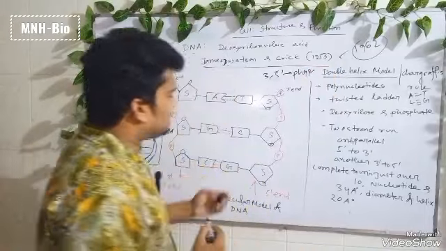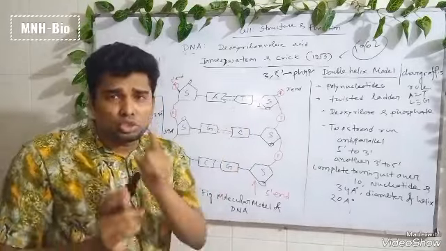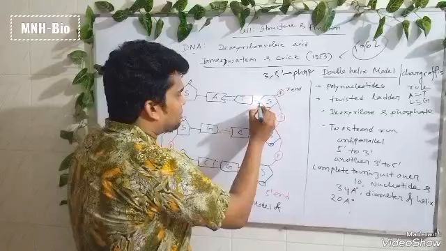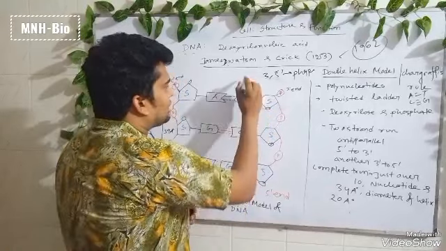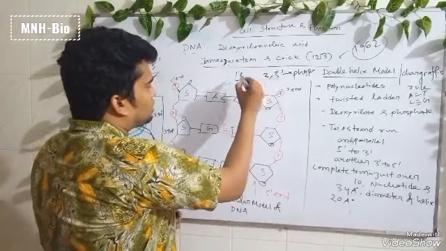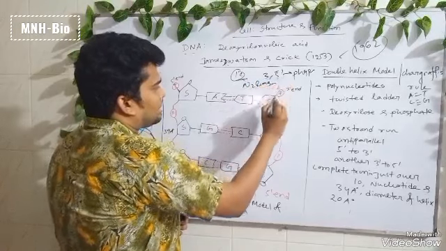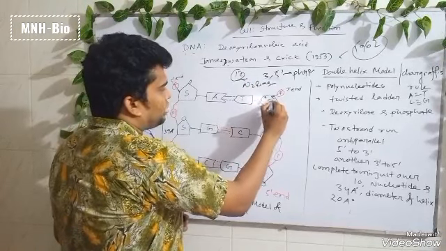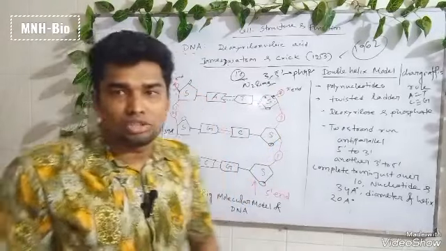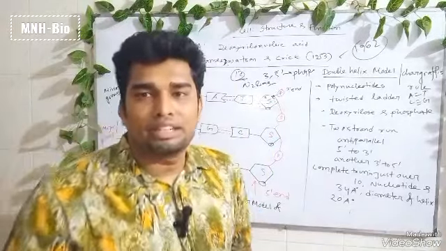Carbon number 1 is connected with the nitrogen base. There are two types of nitrogen base, purine and pyrimidine, connected with sugar carbon 1. So carbon 1 is connected with the nitrogen base, and carbons 3 and 5 are connected with the phosphate group. There are two nitrogen base types.